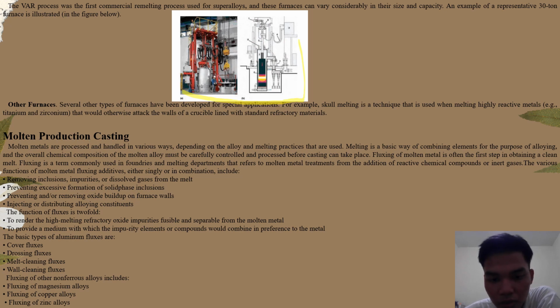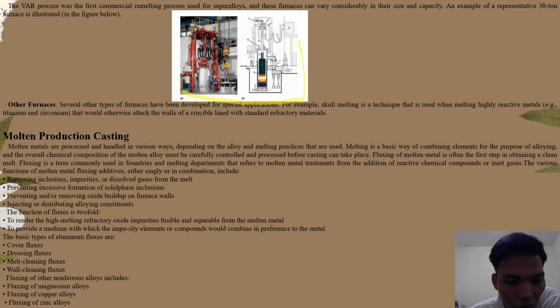It removes impurities from the molten metal through the addition of reactive chemical compounds or inert gas. The various functions of metal fluxing include inclusion removal, removal of dissolved gas from the melt, preventing excessive formation of solid inclusions, preventing oxide buildup on furnace walls, and injecting alloys.